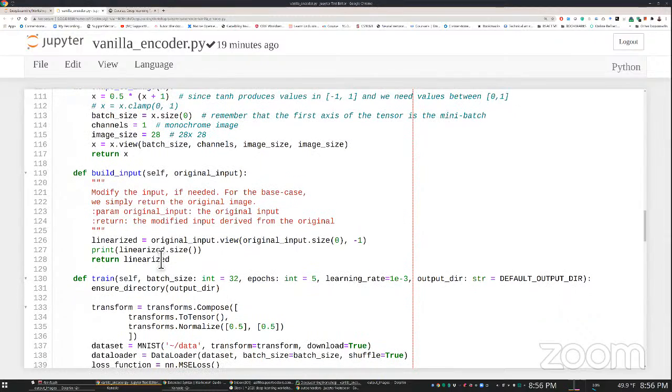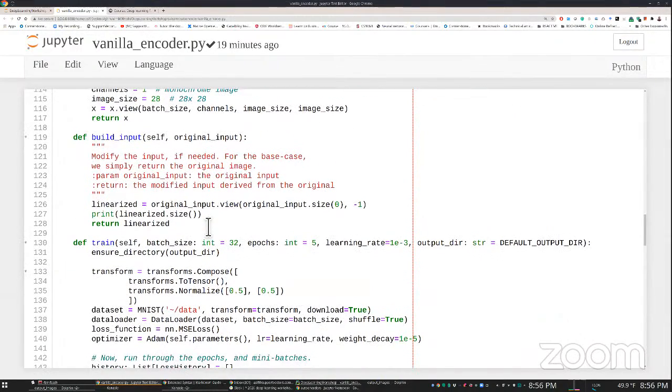So a build input is simple. Suppose is the opposite of that. Suppose I get an image 28 by 28. What do I need to do? Let's say batch size 32. So it will be 32 times 1 times 28 times 28.